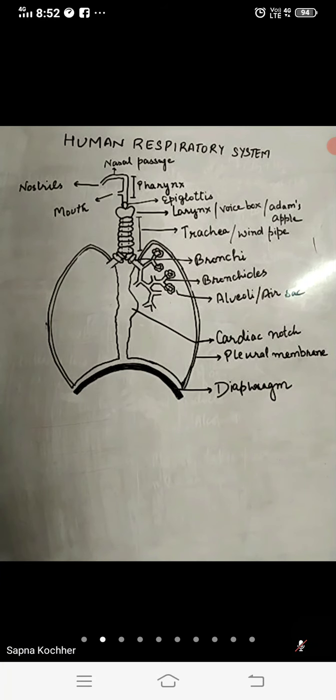Yes, any questions to anyone? Kindly raise your hands if you have any doubt or question about understanding the diagram. It's all done.